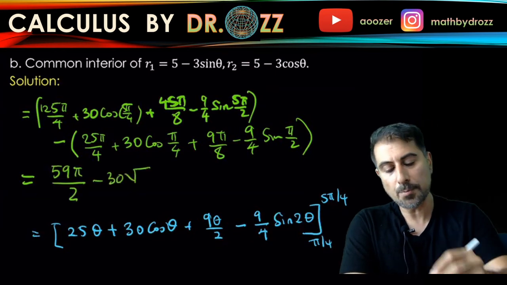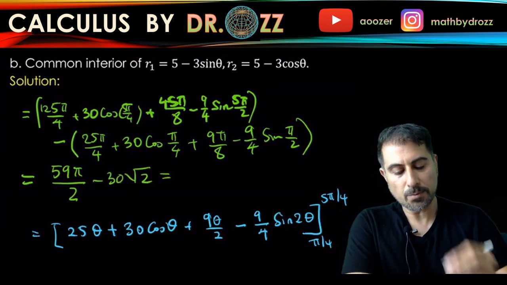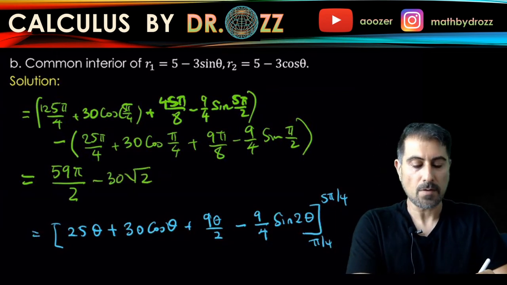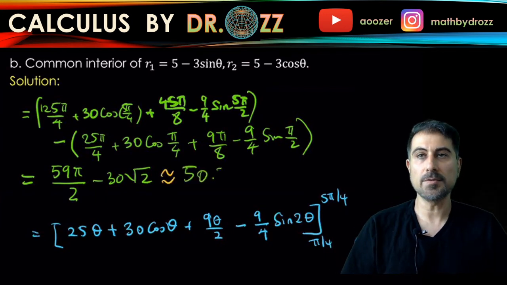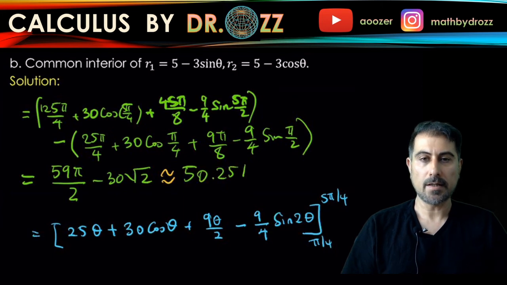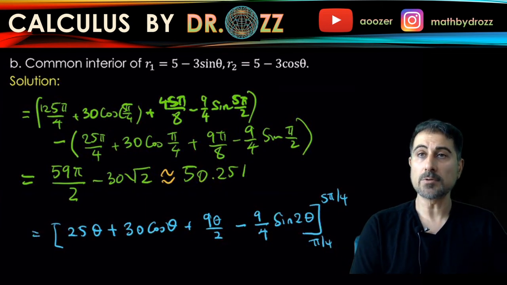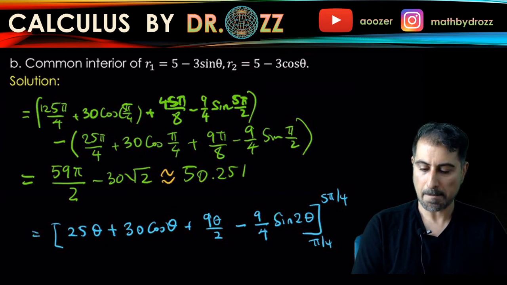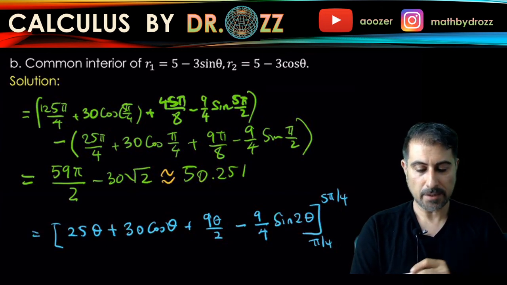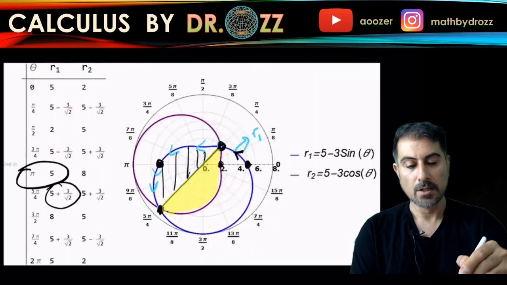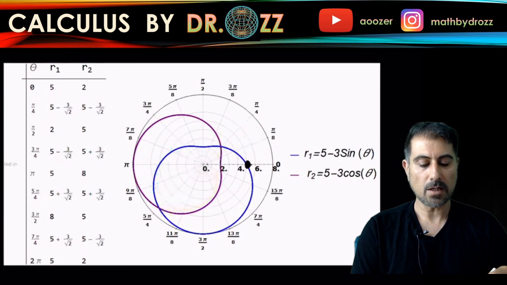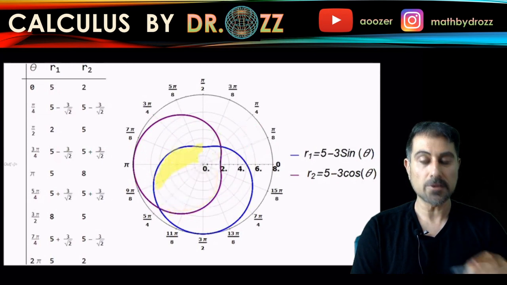And this is approximately equal to 50.251. Please do this calculation by yourself. I intentionally skipped that because, again, this video is too long. Take your time and convince yourself that this area is equal to 50.251. And this is in fact the total area of the interior, let me just highlight this. So we're talking about this region here.